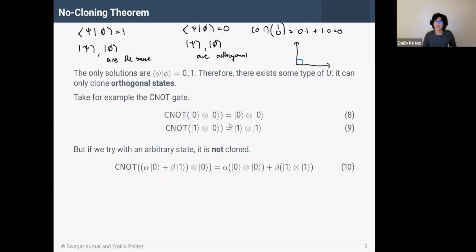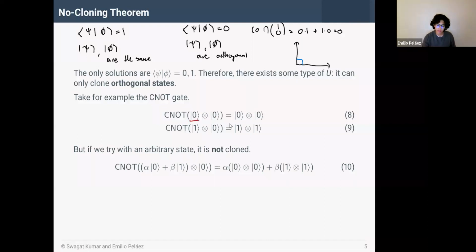So yeah, there exist two types of unitary gates that can copy some state. The first one is that it can just copy one specific state, which isn't very interesting. And the second one is that it can copy two different states such that they are orthogonal. This is very simple to see with the CNOT gate, because it is able to clone either the 0 or the 1 state, which are orthogonal, just using a 0 qubit as the ancilla.